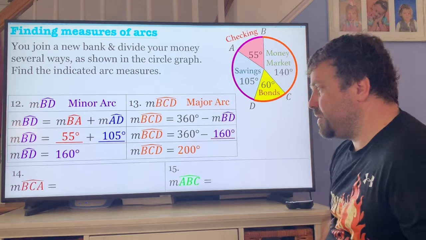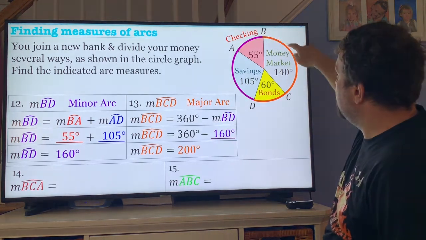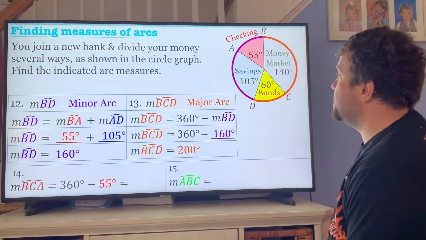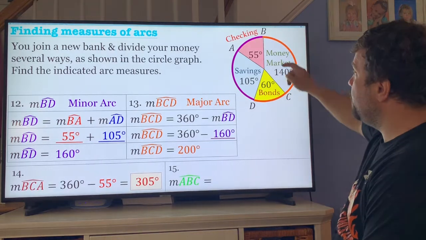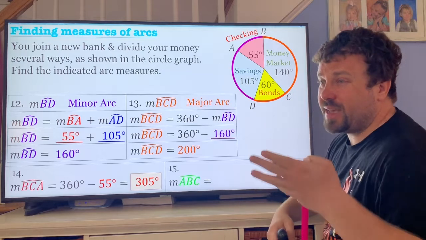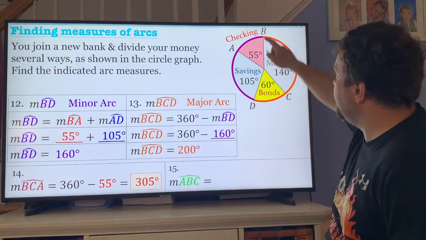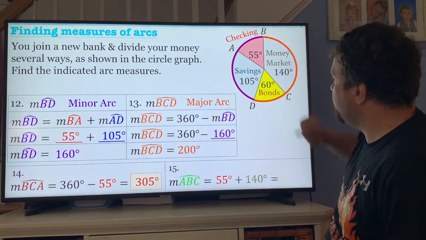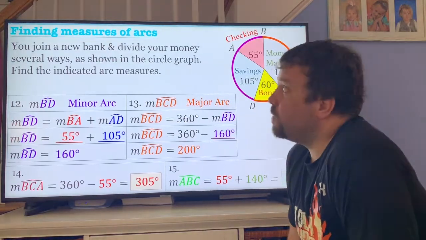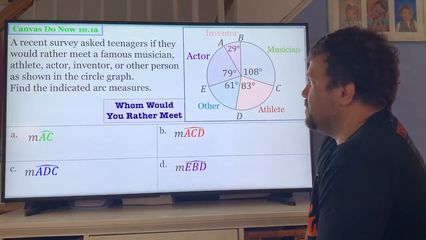Now do 14 and 15. Awesome. So 14, BCA, B, C, A. Pretty much it's everything but the 55. So you just do 360 minus 55 and get 305. Or 140 plus 60 plus 105 gives you 305 as well. Some people only like to add 100%. Doesn't matter. ABC. A, B, C. 55 plus 40 plus 140 equals 195. Got it? Hopefully you have no questions yet. Let's move on.